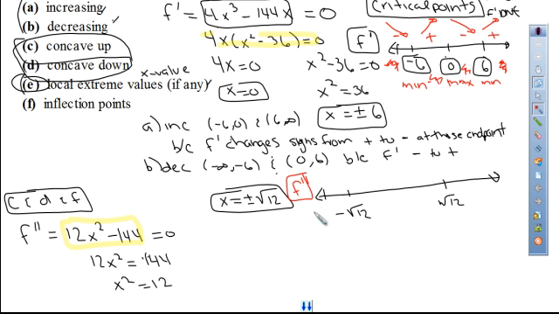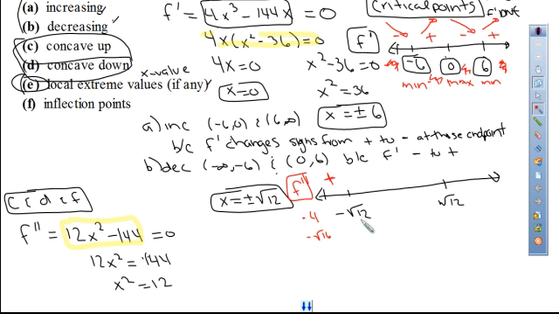So that would be about 4, because the square root of 16, right? I don't have a calculator, so I kind of have to think logically. Negative square root of 16 is bigger or smaller than negative square root of 12. So I'm going to check negative 4. If I substitute negative 4 into here, I get 16, and 16 times 12 is going to be bigger than 144, so that's going to give me a positive.